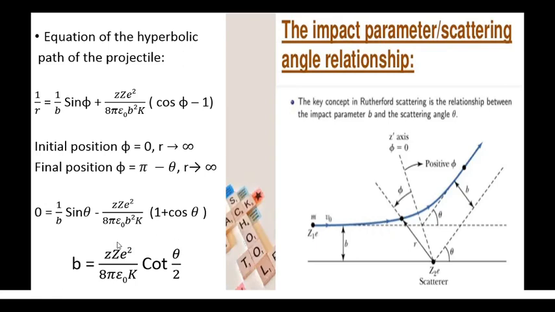So this is an important equation showing the impact parameter B having a variation with theta, which shows that the smaller values of B will be scattered through larger angles. We need this equation for further derivation, so note it down.